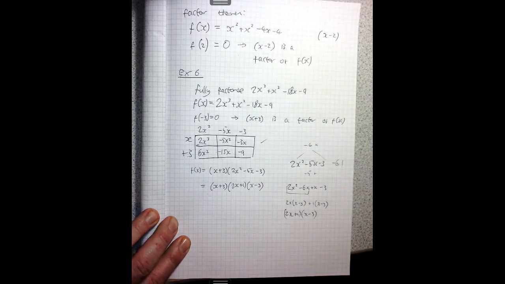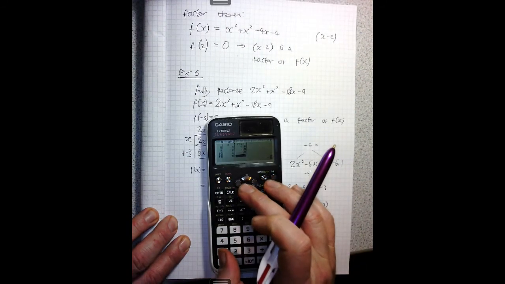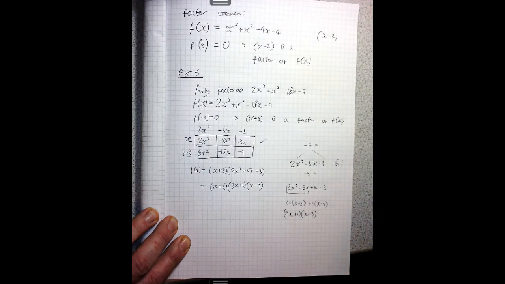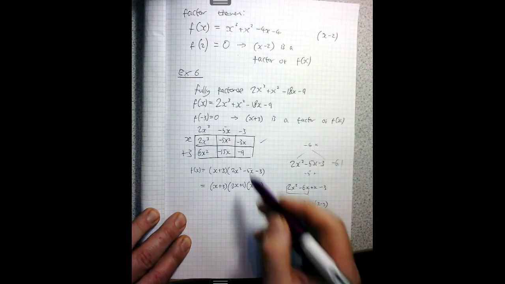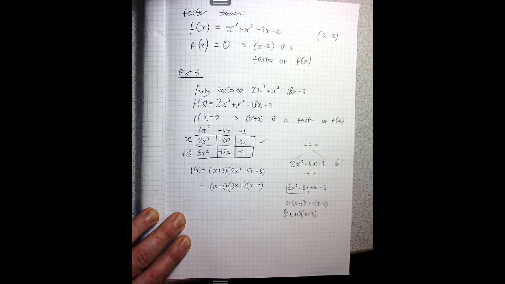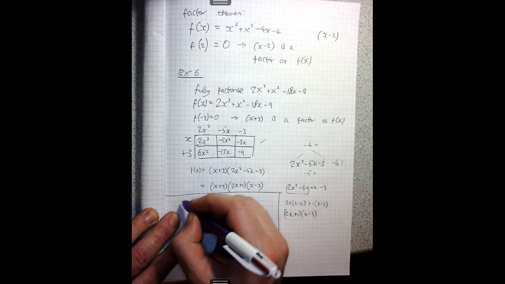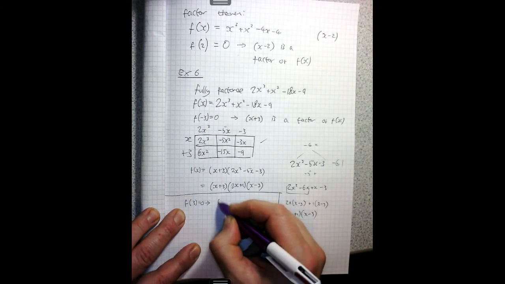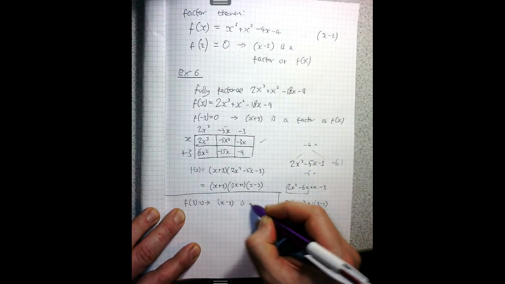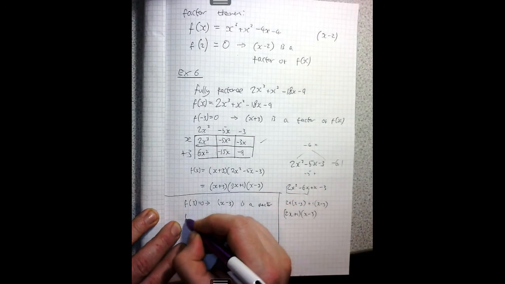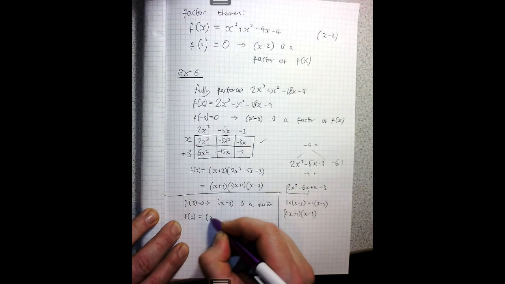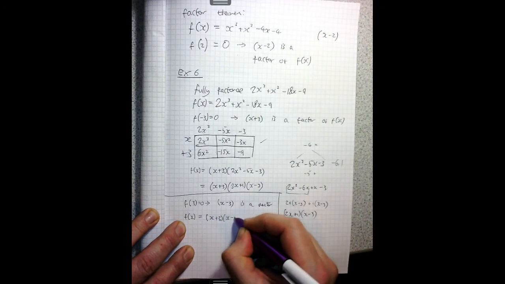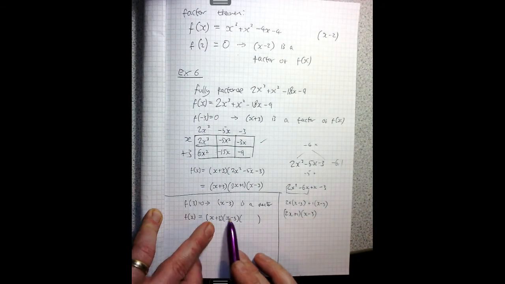Now, you may have noticed the calculator gives me another factor there. X is 3 gives me 0. So actually I could have found two factors here using the calculator, and if I was clever about it, f of 3 equals 0, so that means that x minus 3 is a factor. So actually the calculator's given me two factors already, x plus 3 and x minus 3. And I need the third factor.